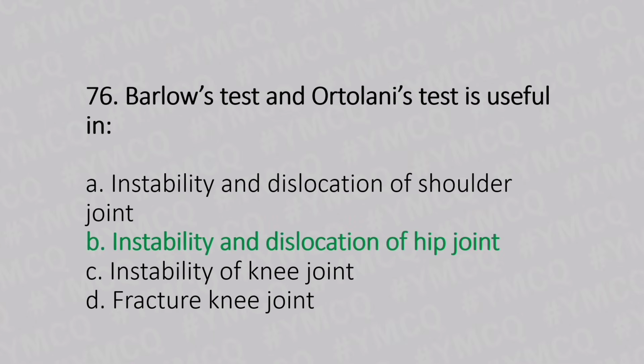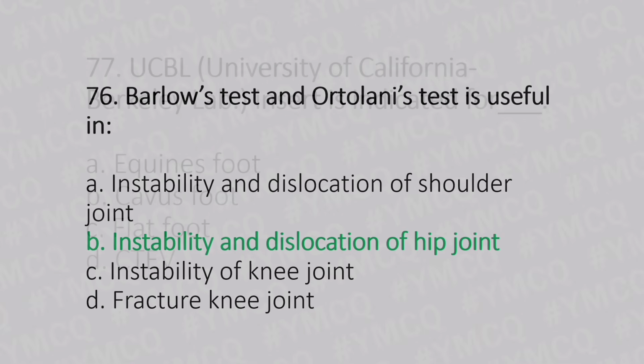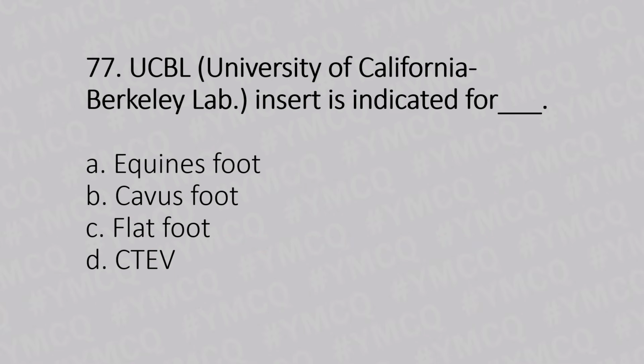Moving to our 77th question, UCBL, University of California, Berkeley Lab, insert is indicated for dash. Option A, equinus foot. Option B, cavus foot. Option C, flat foot. Option D, CTEV foot. And the answer is option C, flat foot.